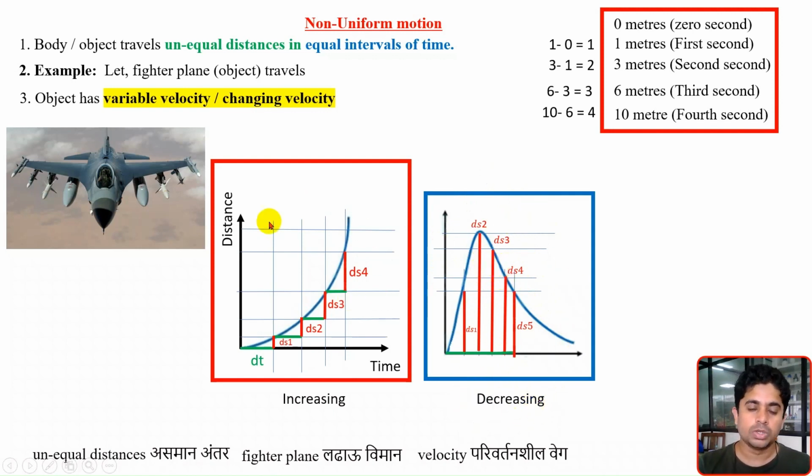So even though both motions are non-uniform motion, this motion is in an increasing order, and this non-uniform motion is in a decreasing order, or it has a decreasing sense. Mainly for non-uniform motion, the object will travel with a variable velocity or changing velocity. But in case of a uniform motion, the object will travel with a constant velocity or the same velocity.